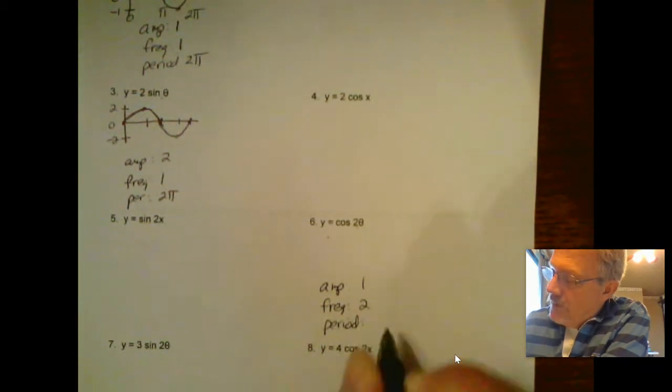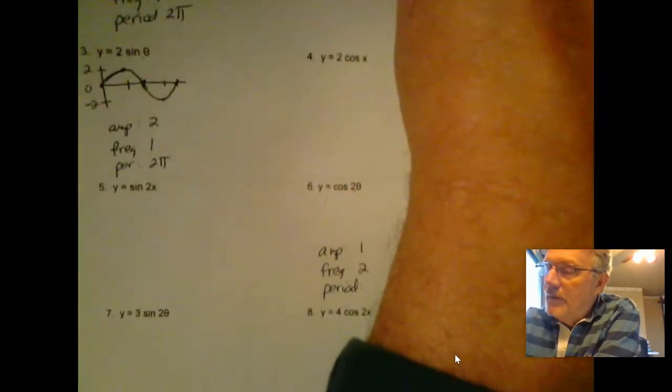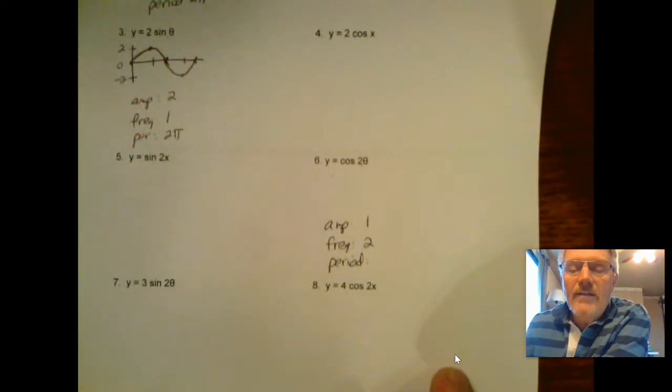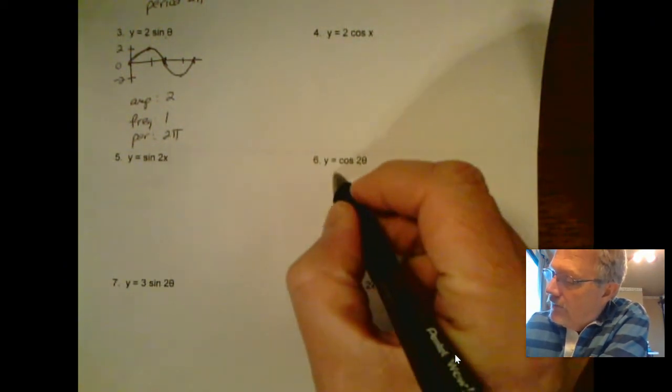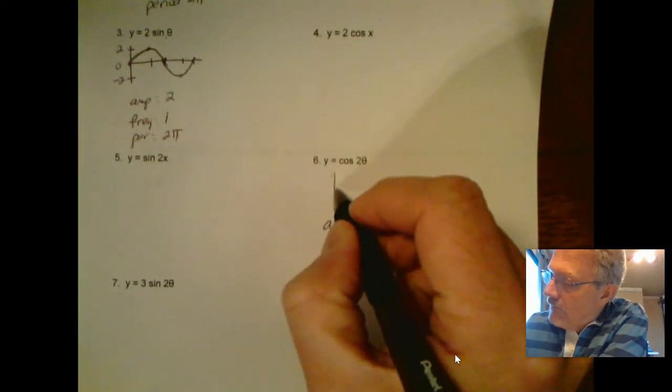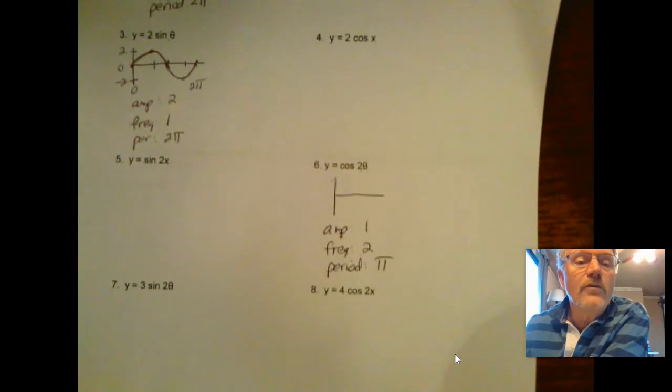All right. So I'm going to see 2 cycles of the graph between 0 and 2 pi. That means the first one's going to stop at pi and the second one starts at pi. All right, so the period is pi. All right, so for these graphs, make sure you label all the axes for full credit.